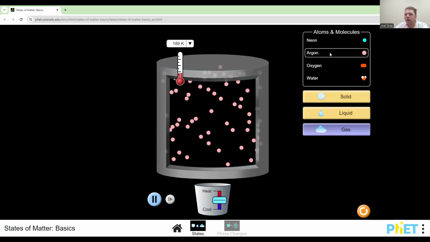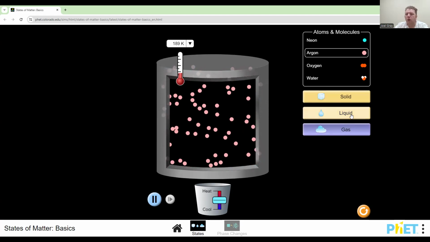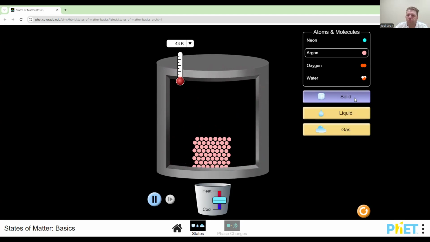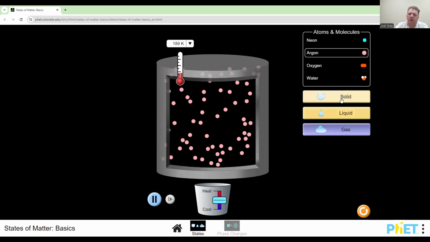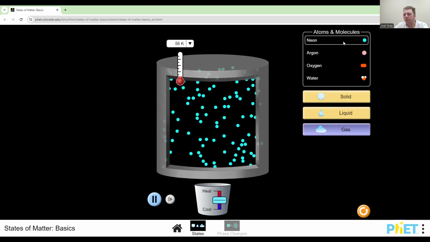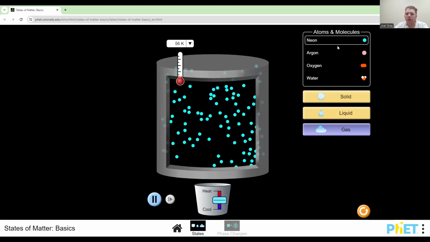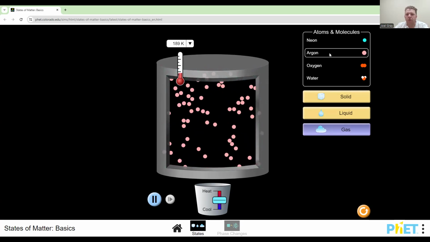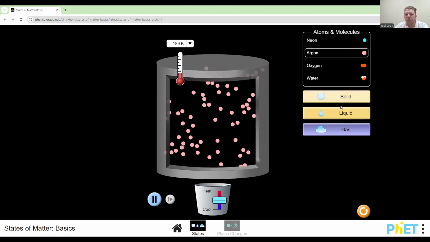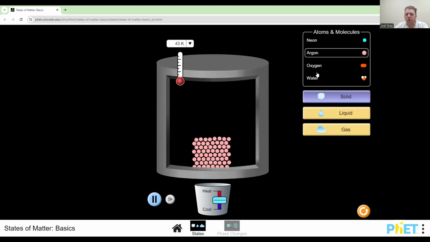Now, argon is basically going to go the same way because argon is also a noble gas. So what we have taking place here is all of these individual atoms of neon or argon, they're still making collisions and everything like that. As a solid, they're super rigid.